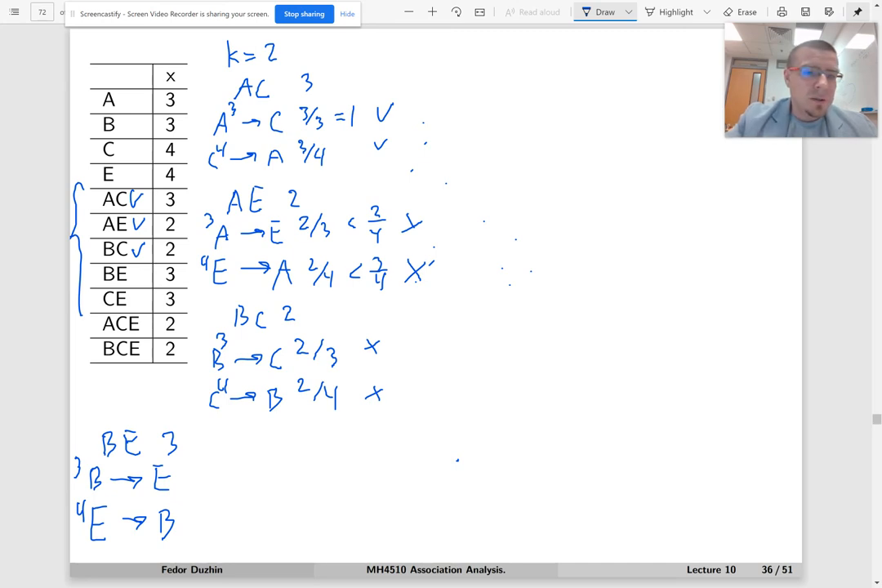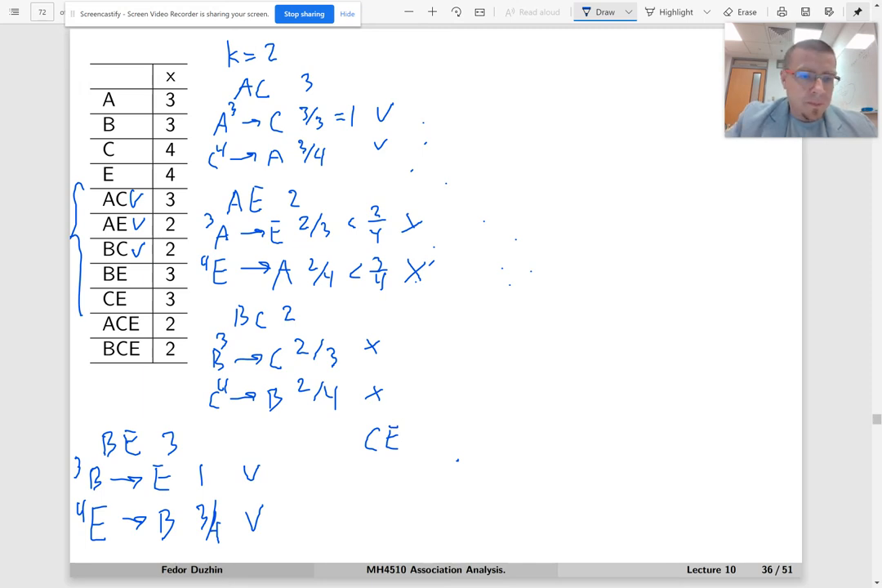So the confidence is 3 over 3, which is 1 here, so it is included. The confidence here is 3 over 4, which is our threshold, so it is right on the threshold, so it is also included. CE. Now CE.